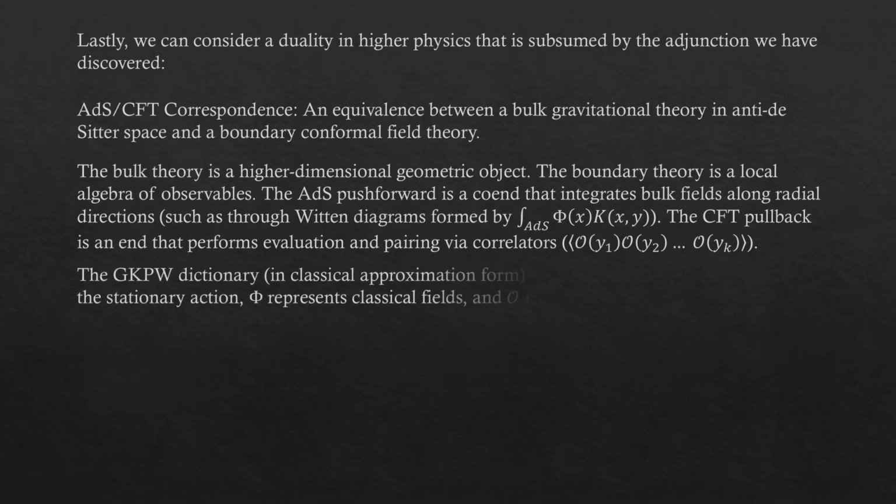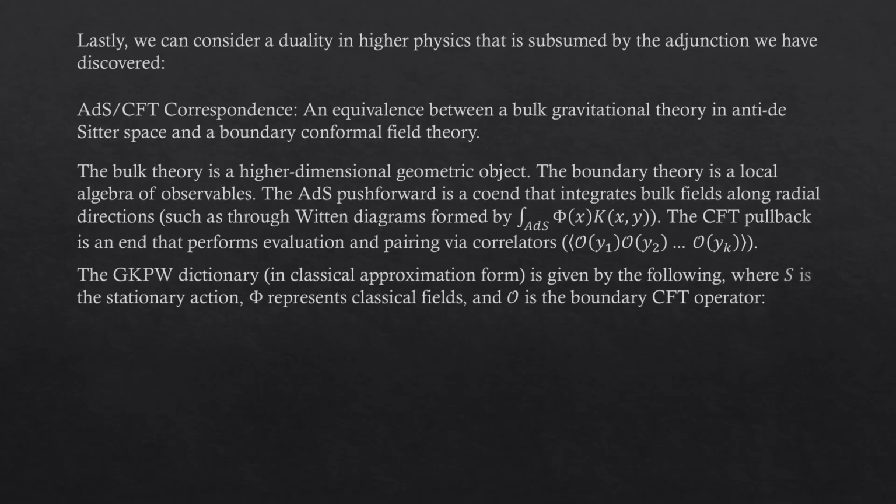The GKPW dictionary, in classical approximation form, also called saddle point form, is given by the following, where S is the stationary action, phi represents classical fields, and O is the boundary CFT operator. The full quantum version of this is given by a Feynman path integral.